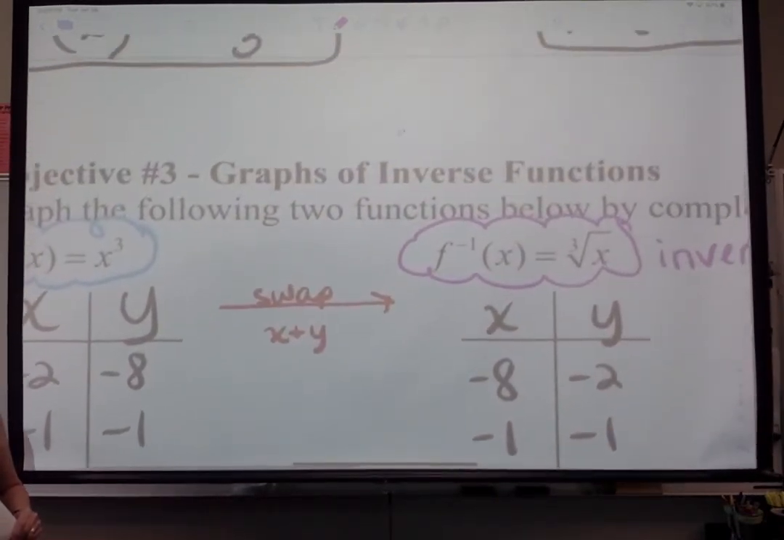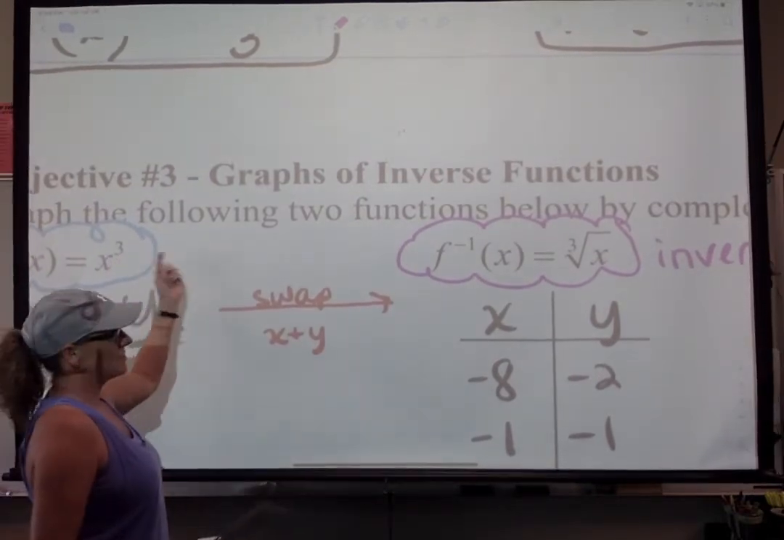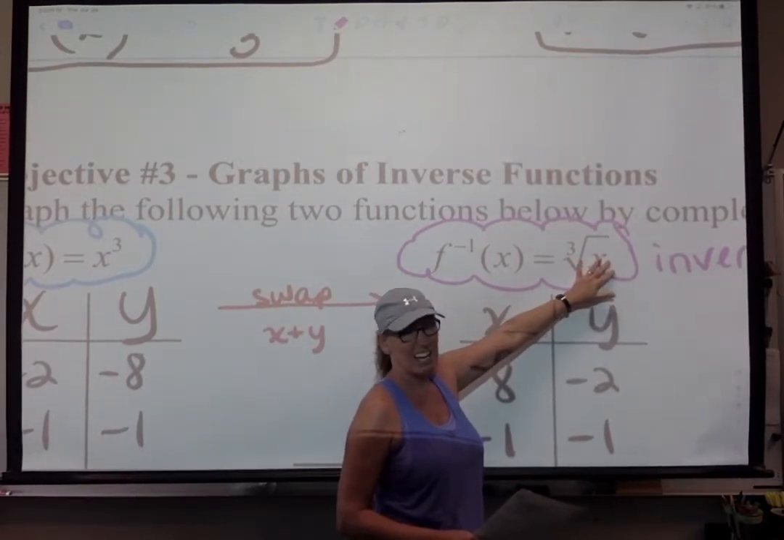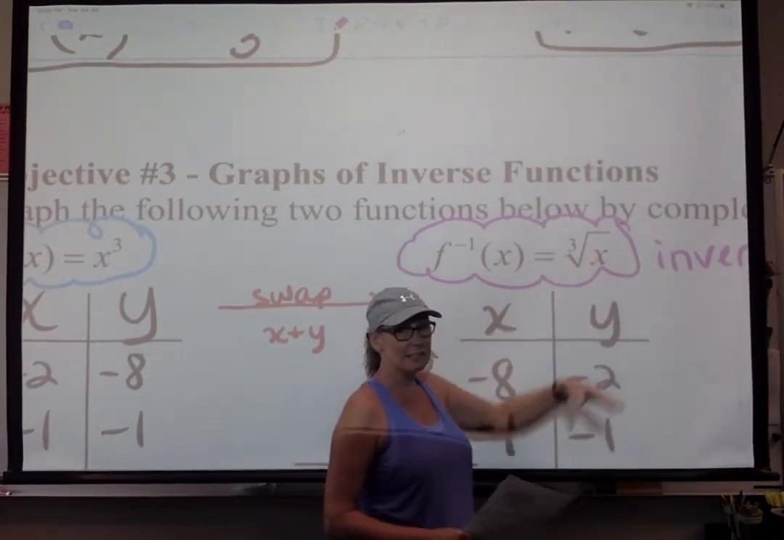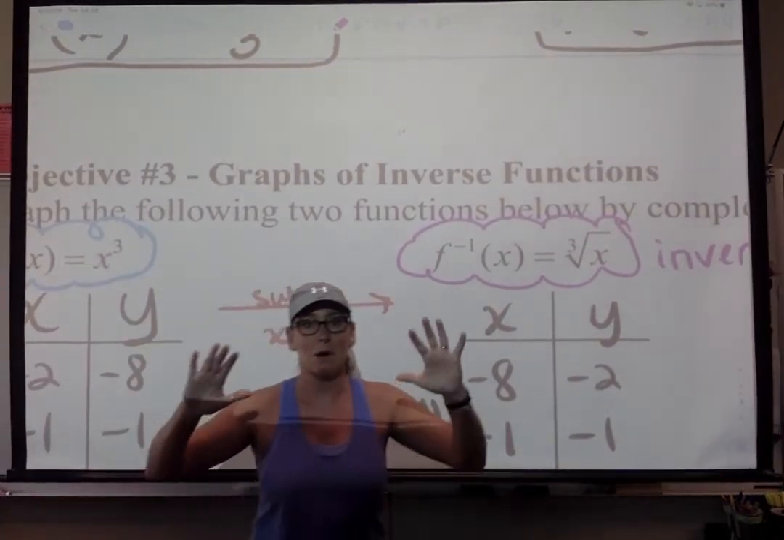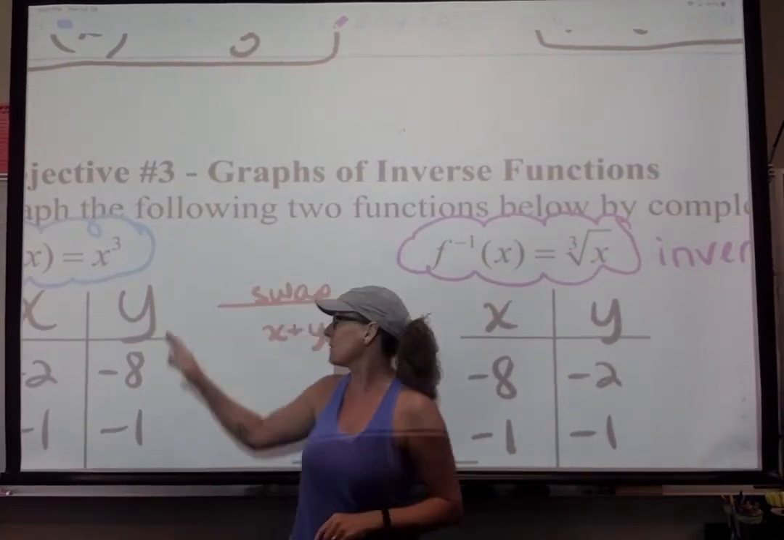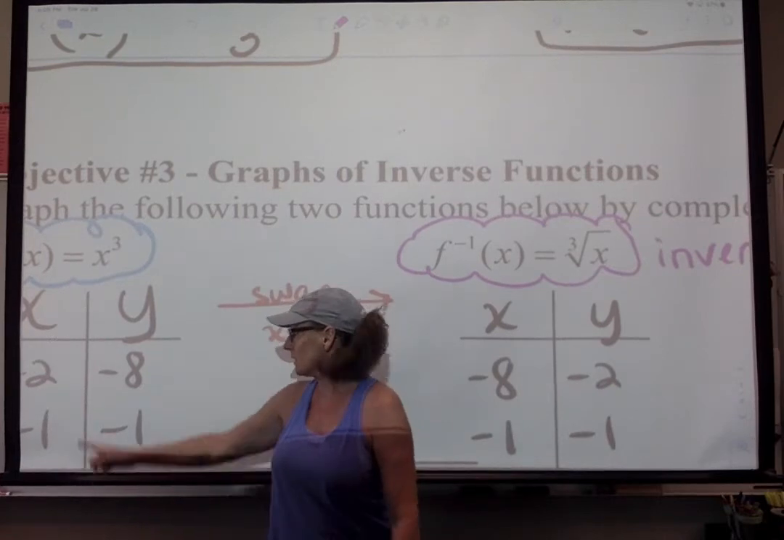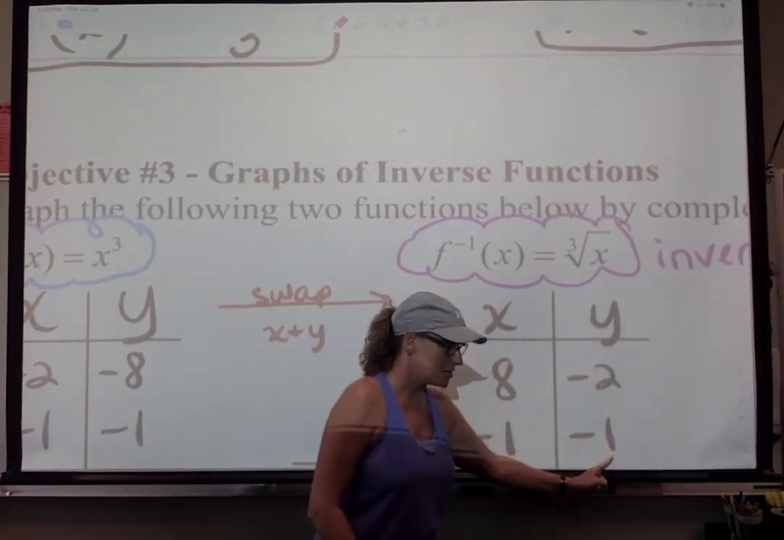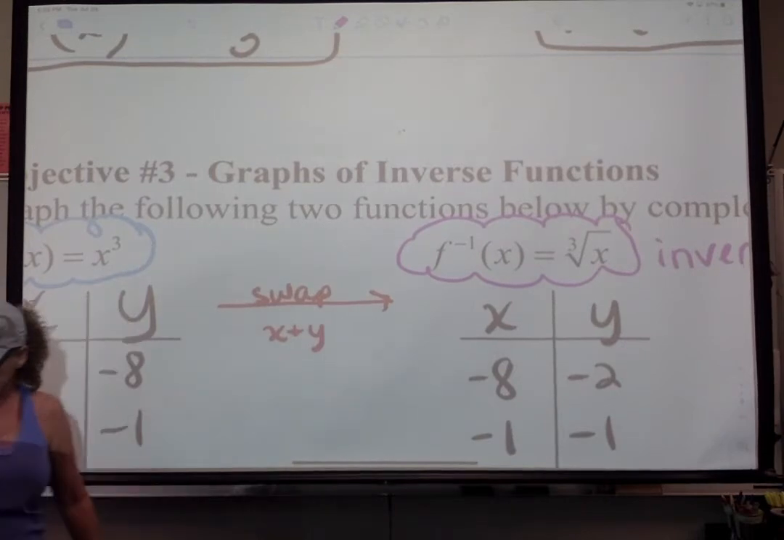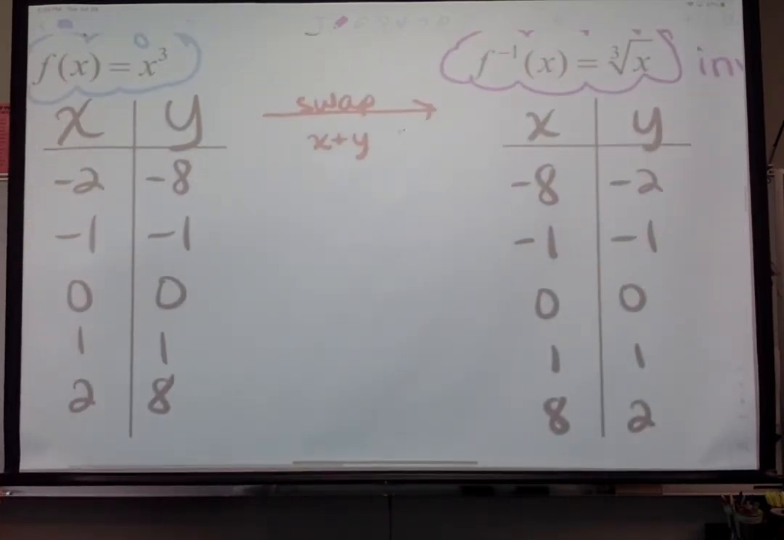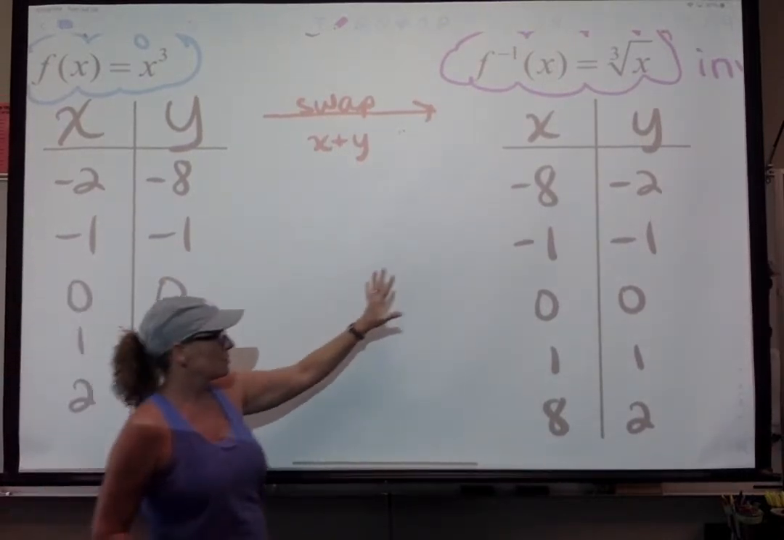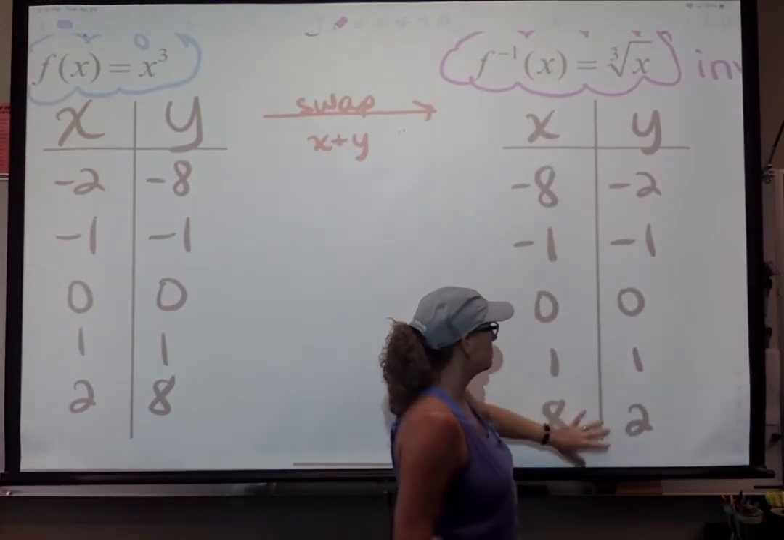Now, turns out the inverse of this equation is the cube root of x. How do you graph that? Well, easy. Inverses means my x's and my y's have been swapped. So basically, I'm going to take my domain and my range and swap them. That's my domain. It becomes my range in the inverse. Okay? So, I know you all can cube numbers. All I did was swap to get those numbers.